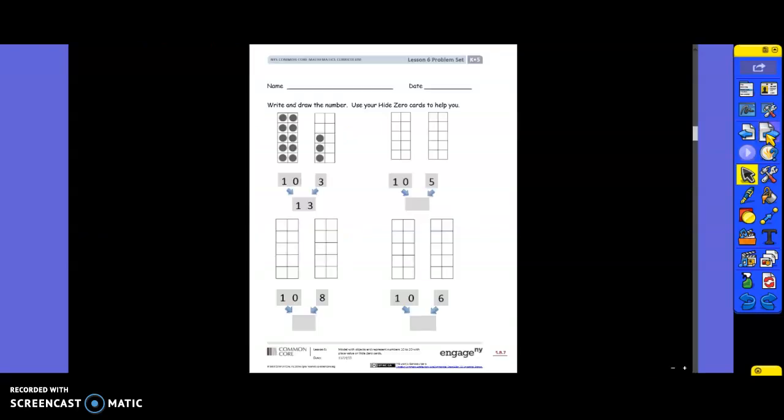Now for the next part of our math today, you're going to work on a problem set where you're going to write and draw the number. We're going to use those hide 0 cards. Our first one's done for us. We have 10, 3. So look at your 10 frame. You have a 10 and you have 3. And when we put those cards together, 10, 3, we're going to slide that 3 over, and that is the number 13. So Miss Nakia is going to do one with you, and then you're going to do the other 2.